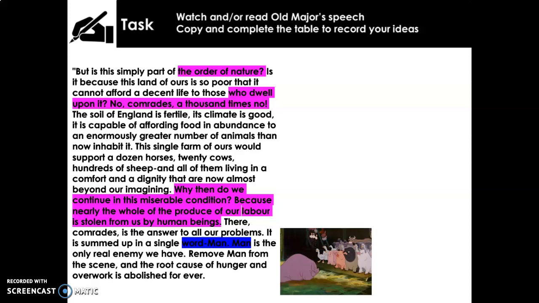The soil of England is fertile, its climate is good. It is capable of affording food in abundance to an enormously greater number of animals than now inhabit it.